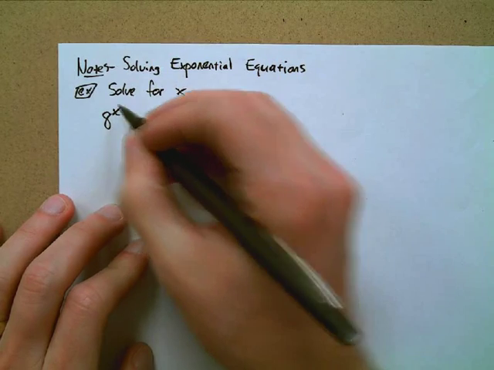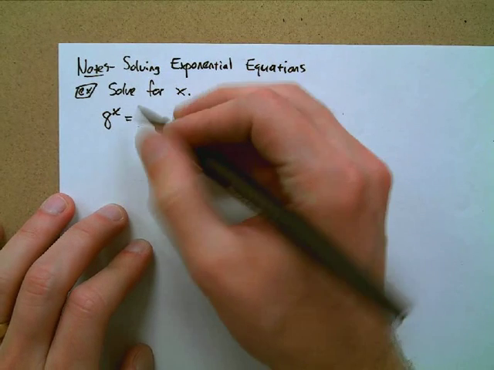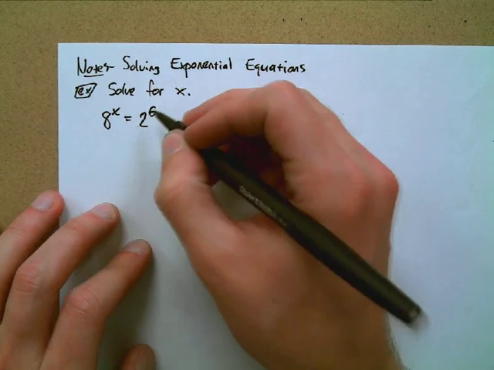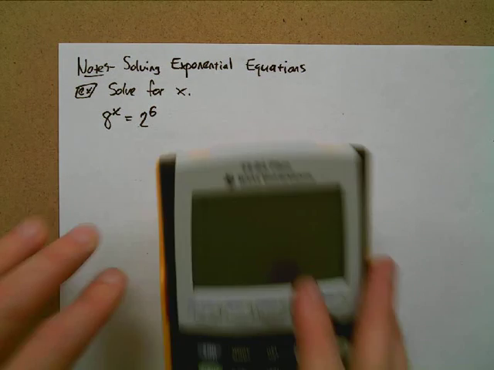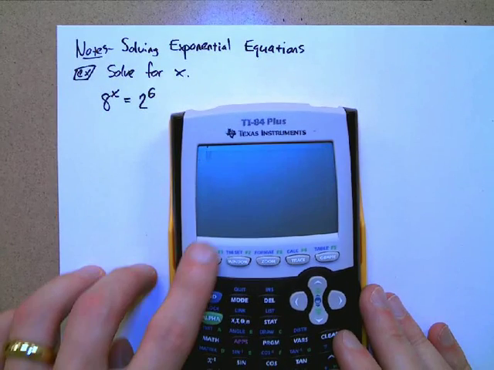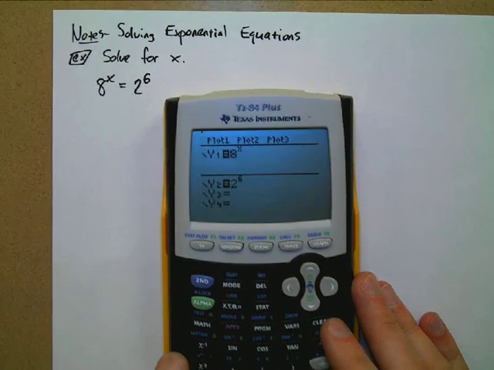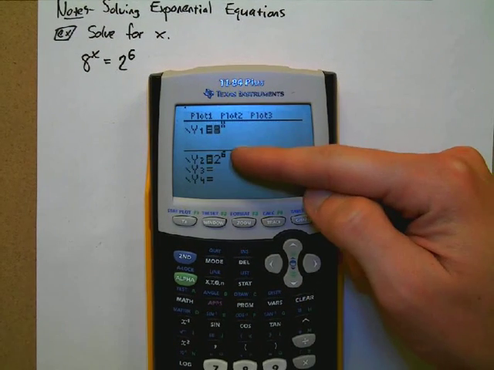We'll say we have 8 to the x equals 2 to the 6. So option 1: anytime we have a calculator available, and the directions don't specify whether you can or cannot use one, you could just use your calculator to solve an equation. Anytime you want to solve an equation and you're not sure what to do, you can use your calculator. The easiest way is to type the left-hand side into y1 and the right-hand side into y2, and graph it.